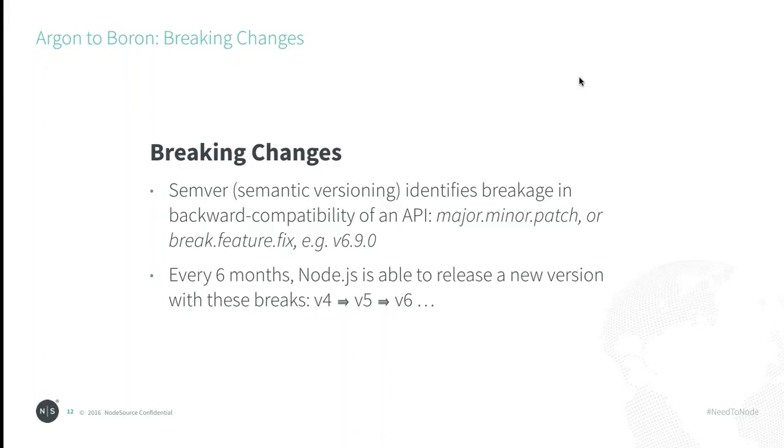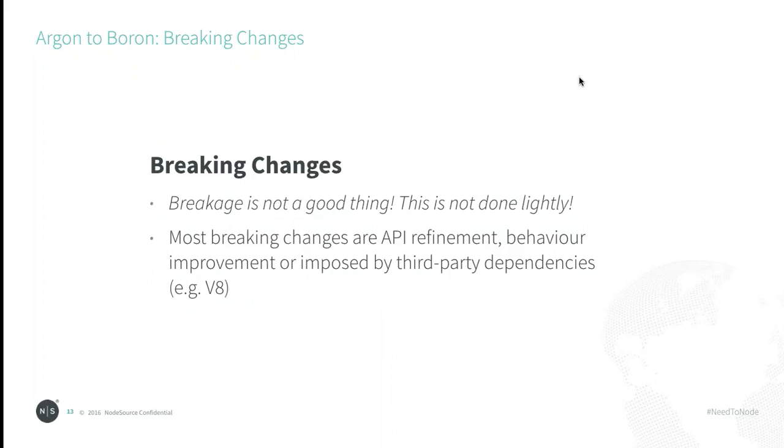So every 6 months, we can release things that might be breaking. So expect that when that number increases, there will be breakages. However, we don't consider breakage a good thing, and this is not done lightly. It's not like, okay, we've got a chance now to break stuff, what can we break? It's mainly about refinement, API refinement, filing off some rough edges.